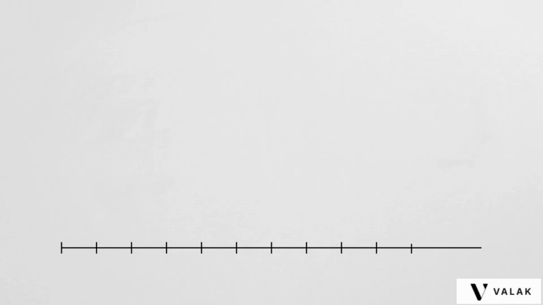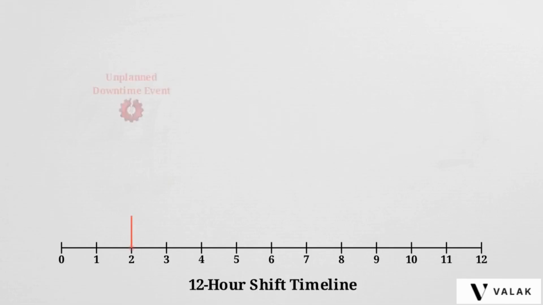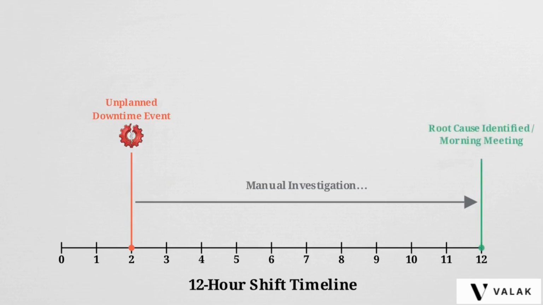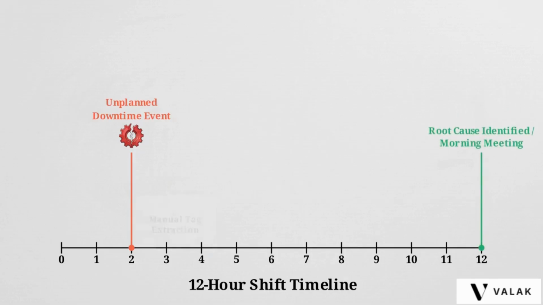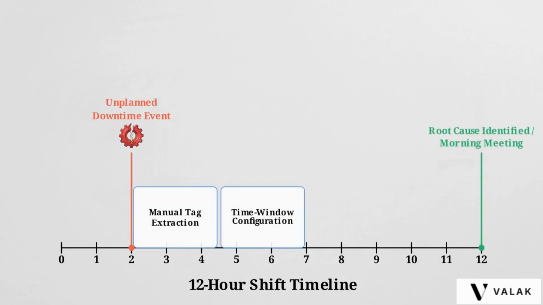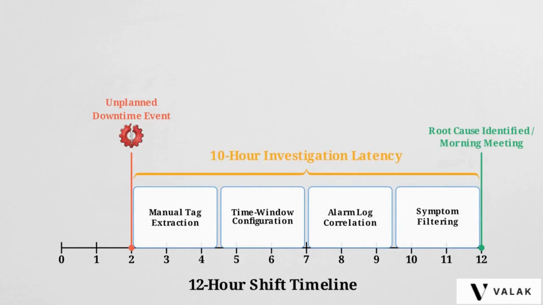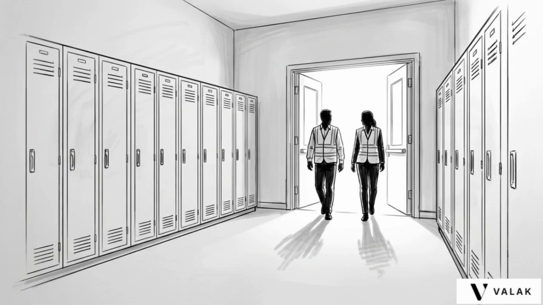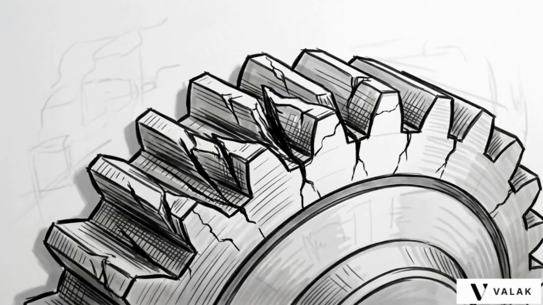Look at this shift timeline. The trip happens at hour 2, but manual investigation drags into the morning meeting at hour 12. An engineer has to pull tags, configure time windows, correlate alarm logs, and separate the originating failure from downstream symptoms. By the time the root cause is isolated, the night shift operators have gone home. The context is cold. Without immediate corrective action, the same failure mode will likely repeat.